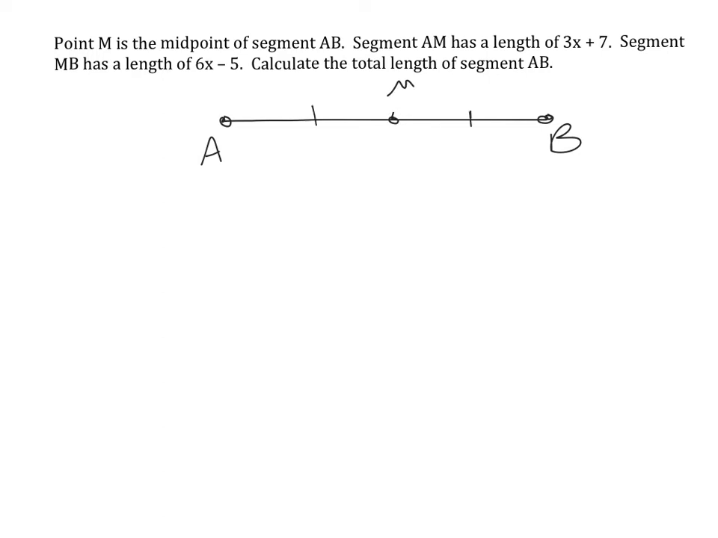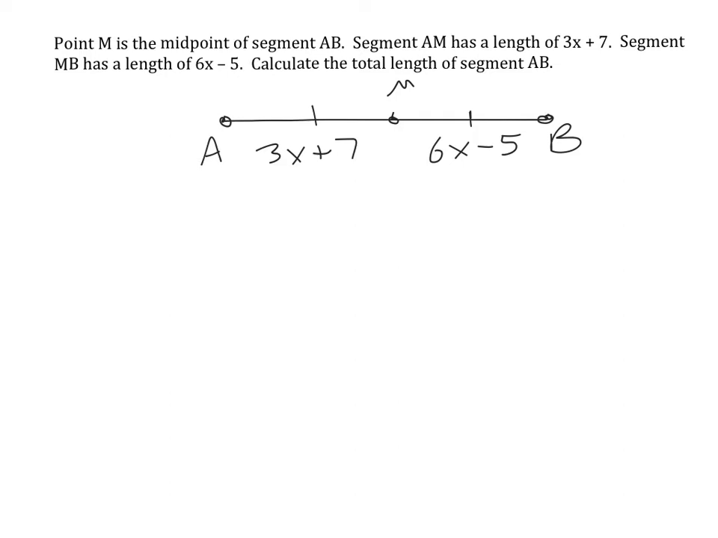And it tells us that AM has a length of 3x plus 7, and that MB has a length of 6x minus 5. And it wants us to figure out the total length of this segment. And at first glance, it might seem like there's not enough information here, but we're going to figure out that there is. The goal in these situations is anytime you can write an equation setting something equal to something else, you want to try it.